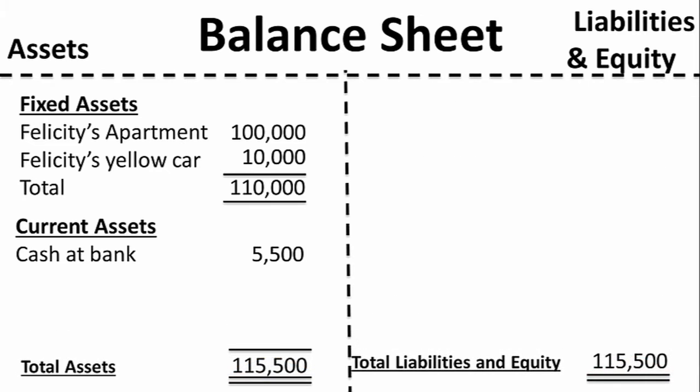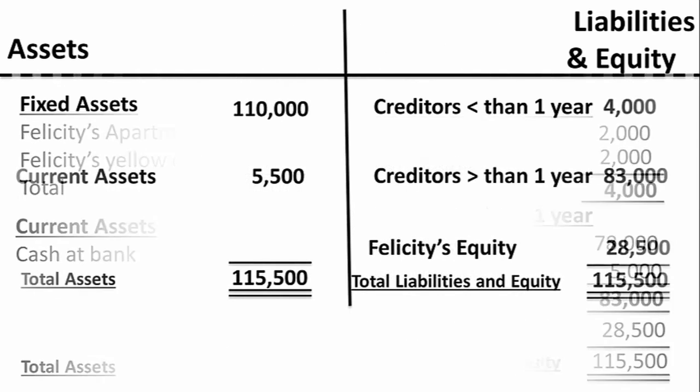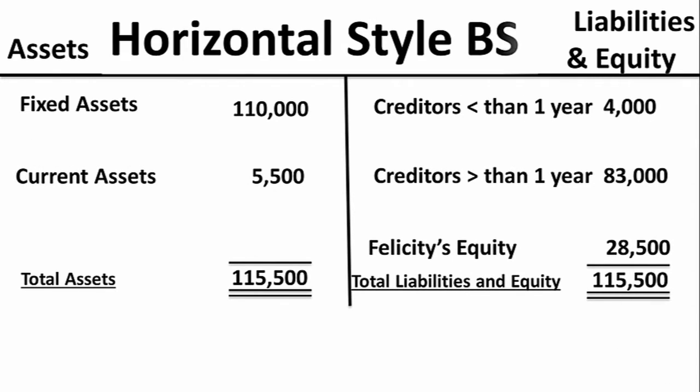Balance sheets do, however, split the creditors between long-term creditors that are due in more than 1 year and short-term creditors that are due within 1 year. As you can see, the creditors only expect Felicity to pay off $4,000 in the next year. This style of balance sheet is used in the USA and is called a horizontal style, where all the assets are on the left-hand side and all the liabilities and equity are on the right-hand side.